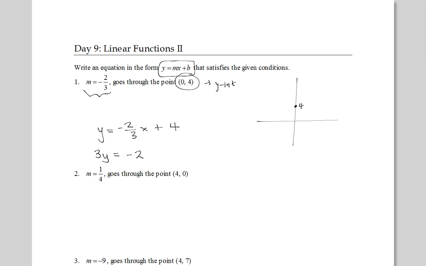Yeah, you'll have a cancellation on the first term. That was the whole point of multiplying by 3. And then the 4 becomes 12. Good.